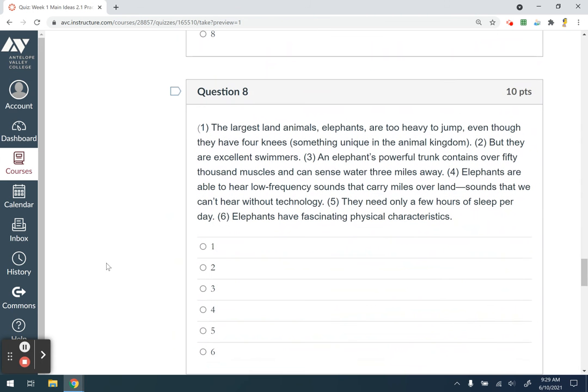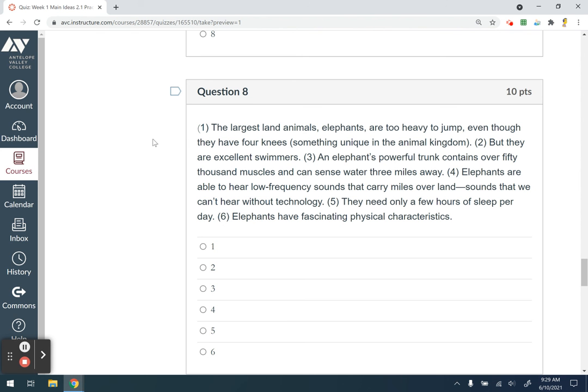All right. Question 8 says, the largest land animals, elephants, are too heavy to jump, even though they have 4 knees, something unique in the animal kingdom. But they are excellent swimmers. An elephant's powerful trunk contains over 50,000 muscles and can sense water 3 miles away. Elephants are able to hear low-frequency sounds that carry miles over land, and sounds that we can't hear without technology. They need only a few hours of sleep per day. Elephants have fascinating physical characteristics.